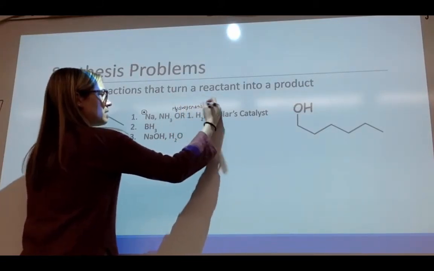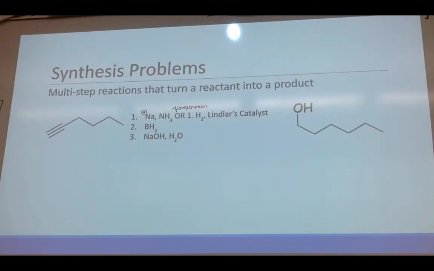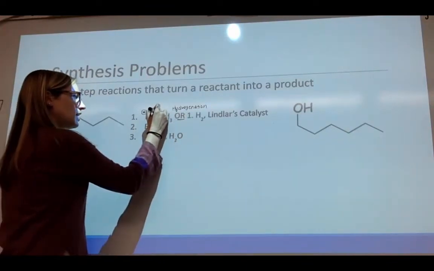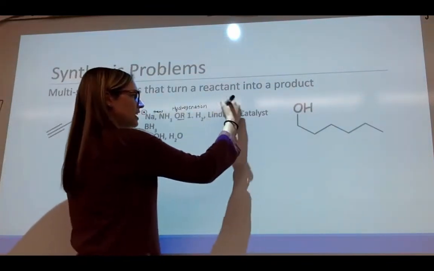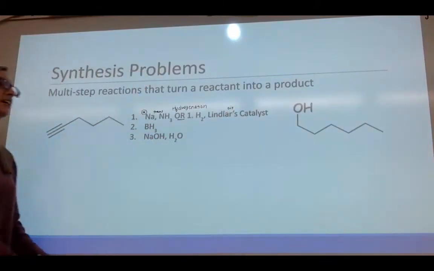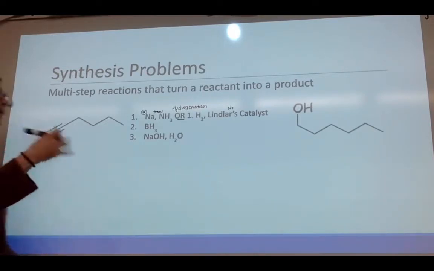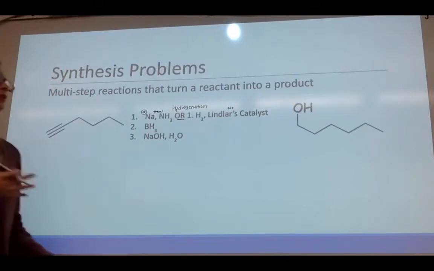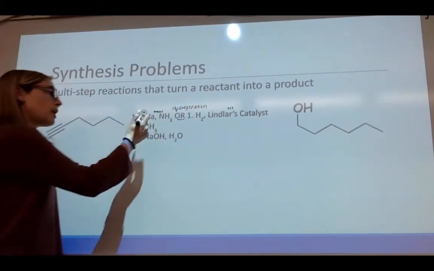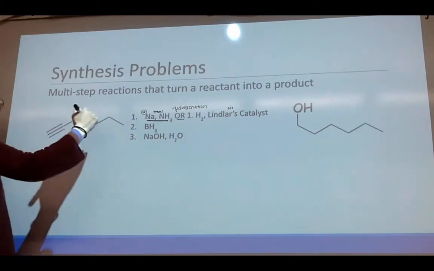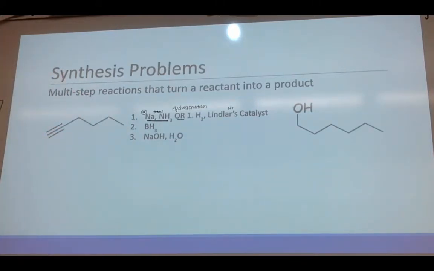Now you don't need to know the mechanism for hydrogenation, but the reason that we put this "or" is because Na and NH3 produces a trans alkene, H2 and Lindlar's catalyst produces a cis alkene. So if we need that stereochemistry in a certain way, we might need to use one over the other. I will always put the "or." Most people would probably use this, only because when you draw your product, if you use just the zigzag structure, it's going to automatically put it in trans. So a lot of people will probably use that Na and NH3.